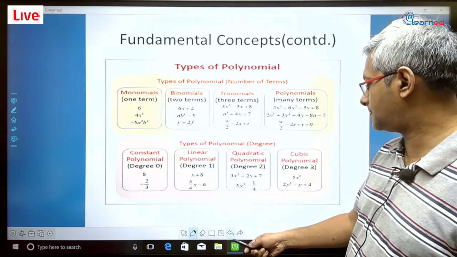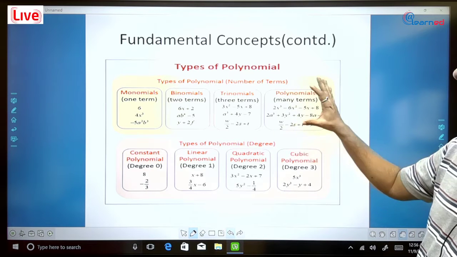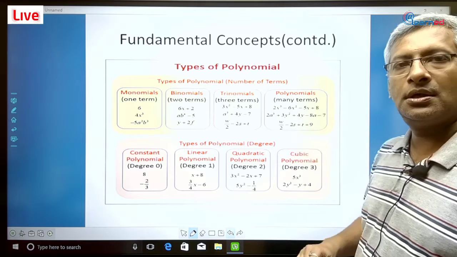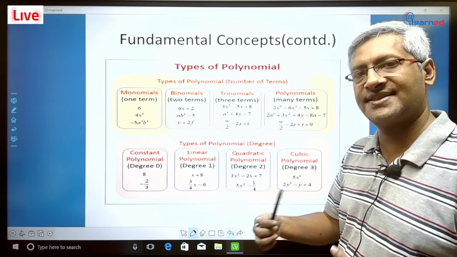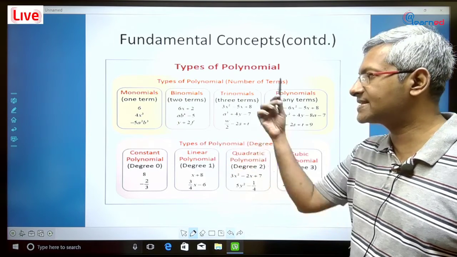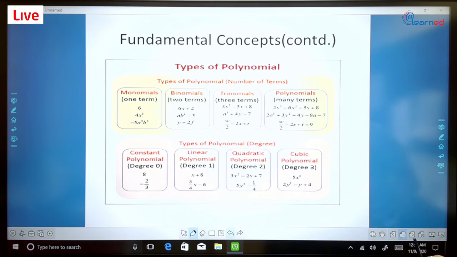Just wait at the slide, just have a look. These are a few of the important terms, important expressions that you will have to revise again and again. Even in class 6, and when you go up to higher classes also, these things will come back, these terms will come back. Okay.